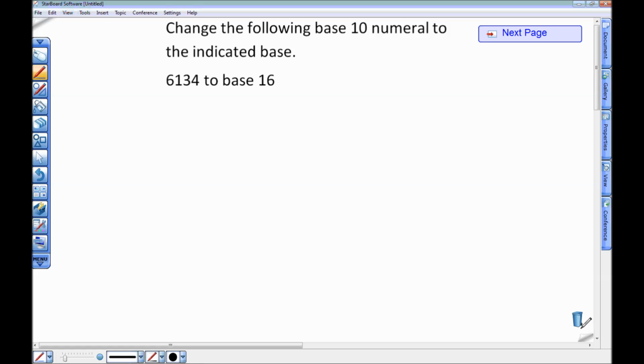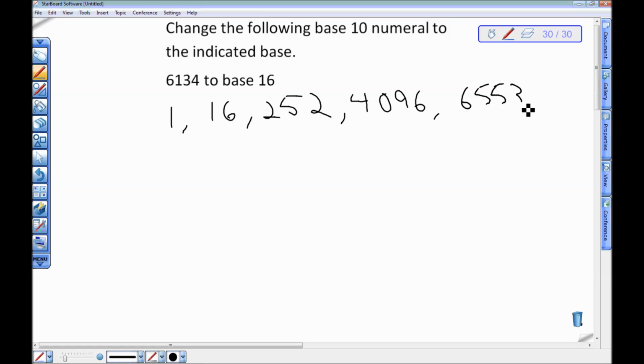Okay, one more example. I want to change the number 6,134 to base 16. The place values in base 16 are 1, 16, 16 squared, which is 256, 16 cubed, which is 4,096, and 16 to the 4th, which is 65,536. That's too big, so I'm going to start with 4,096.